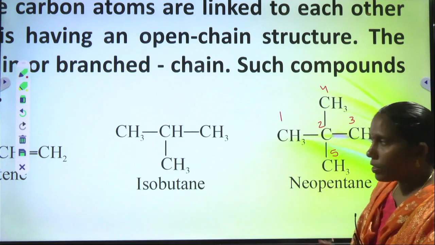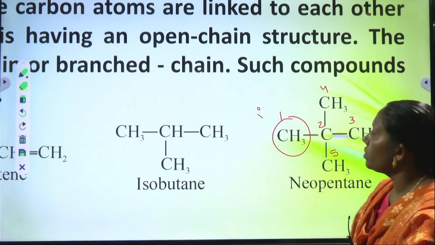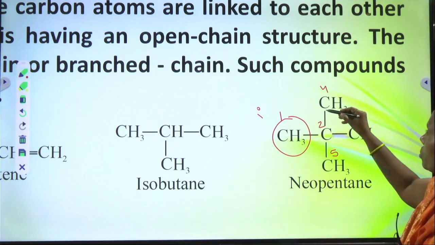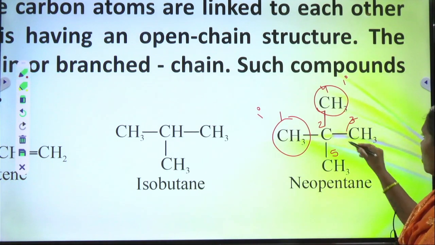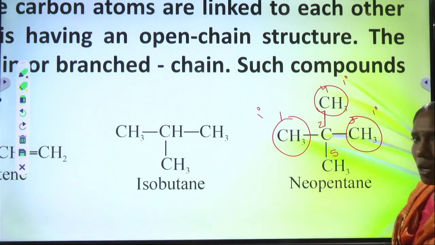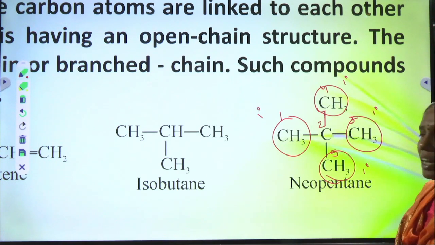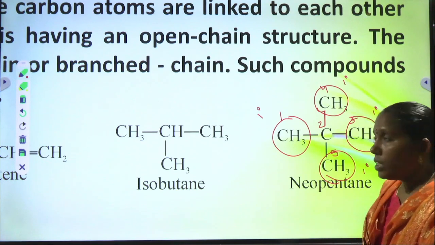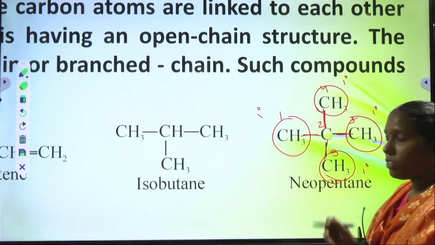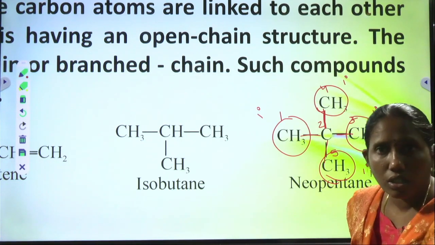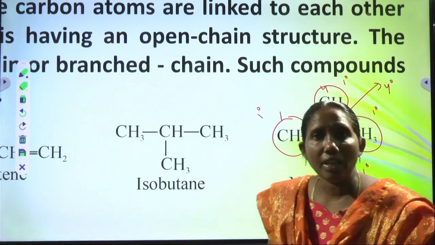The first carbon is attached to only one carbon, the second carbon, so this is called primary. The fourth one is attached to only the second carbon, so this is also called primary. The third carbon is attached to only the second one, so this is also primary. This is CH3 attached to the second carbon, so this is also primary. But come to the second carbon, attached to 1, 4, 3, 5, meaning other 4 carbon atoms. So this is said to be a quaternary carbon.